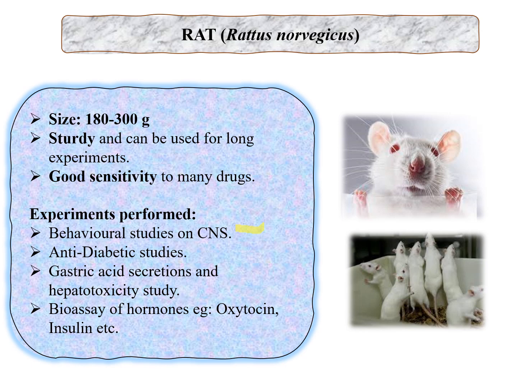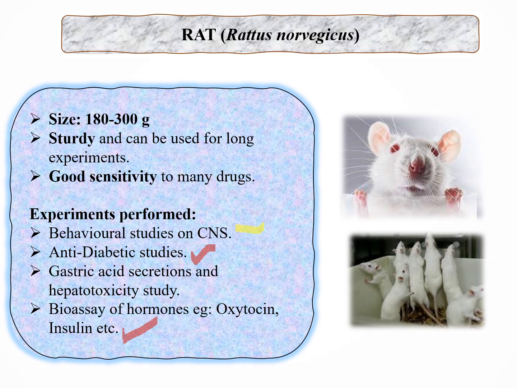anticonvulsant studies, anxiolytic studies, CNS stimulants, CNS depressant activities, sleeping, sedative and hypnotic activities can also be done. And anti-diabetic studies can also be performed. Gastric acid secretions, hepatotoxicity study can also be done on rats. Bioassay of hormones like oxytocin, insulin can also be done on rats.